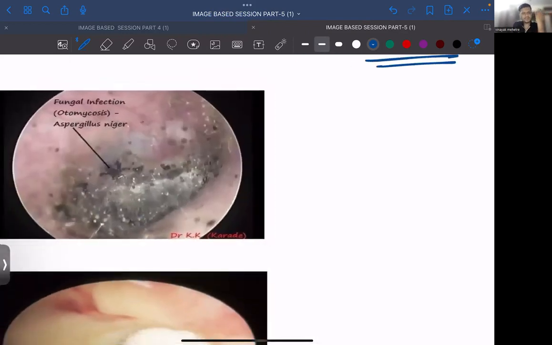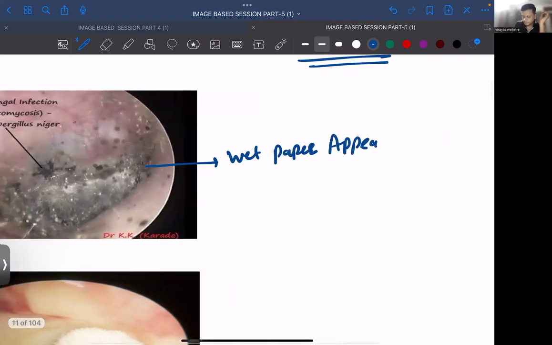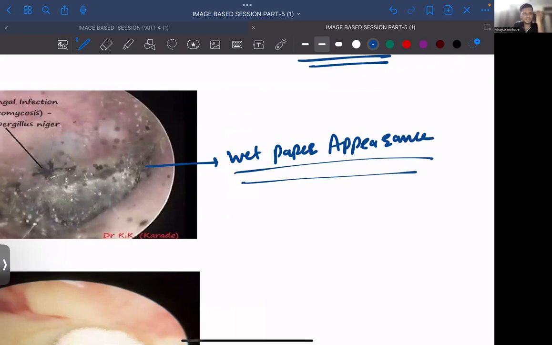If you take a newspaper and put it in the water, how will it look? Black and white. The same we will see over here. This is what we call wet paper appearance. Okay, wet paper appearance. What is the most common cause of this? Anyone? Aspergillus niger. Aspergillus niger is the most common cause of this.